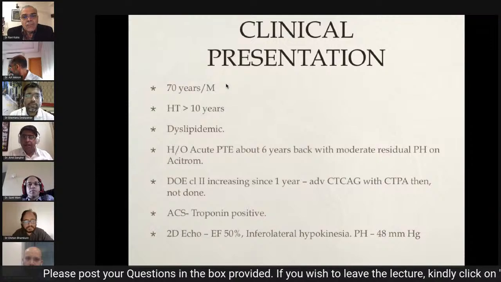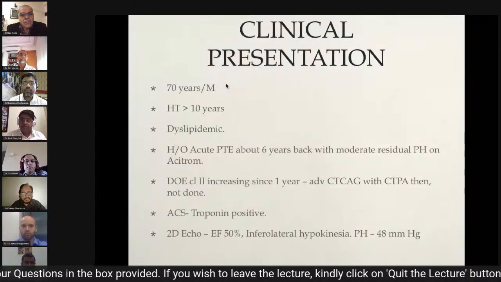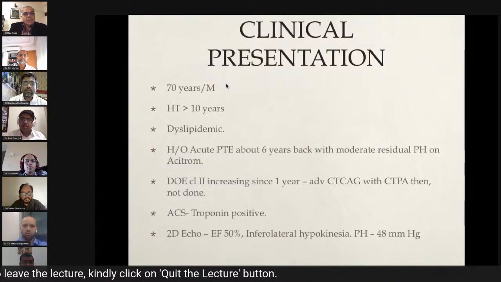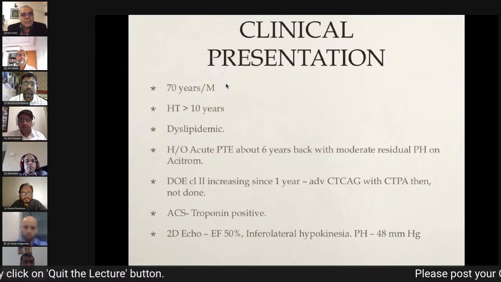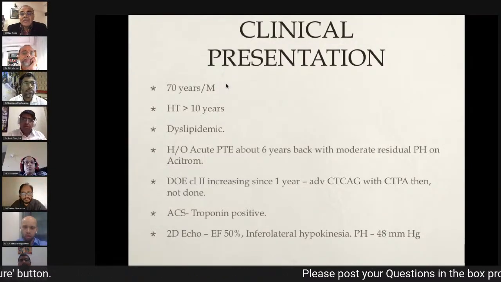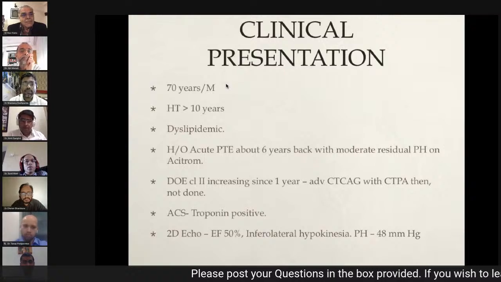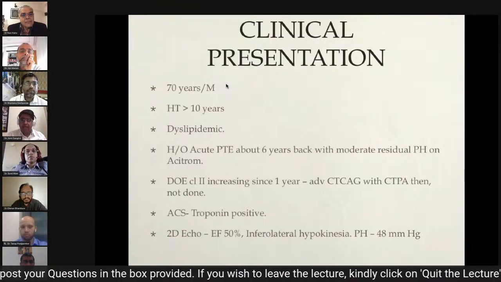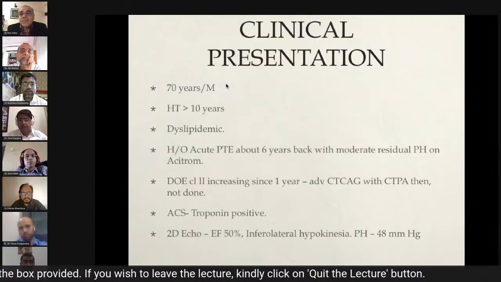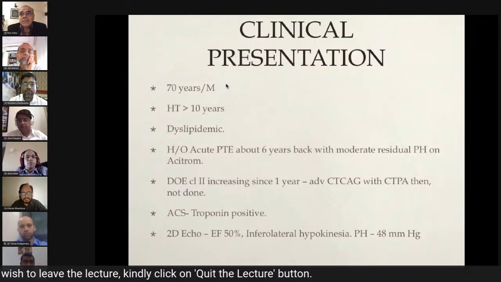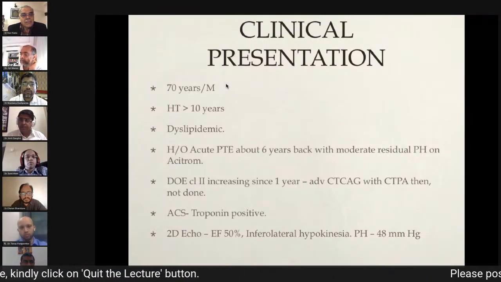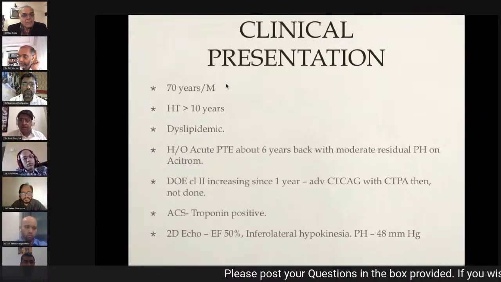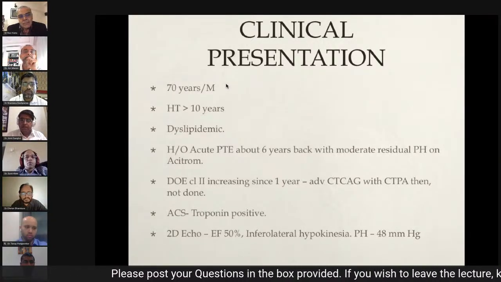He still had mild to moderate residual pulmonary hypertension since then, and he had very minimal exertional dyspnea persisting even after this acute episode. So he was on regular follow-up. For about a year, he started having worsening dyspnea, but no angina at that time. Because of that, he was advised to undergo a repeat CTPA with a CT coronary angiogram, but he refused, and he was just doing reasonably well on medical therapy.